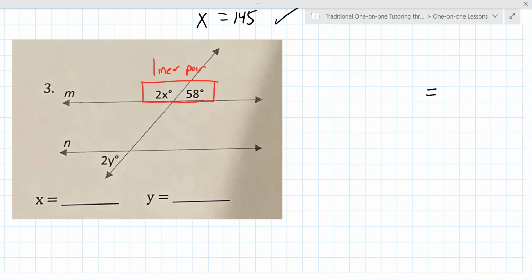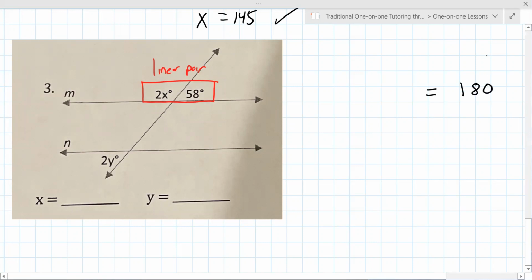Sourish, what do the two angles add up to? They add up to 180. So what adds up to 180? Now you got to figure out the what. Well, you should know that it's a 2x. And what else do you add to it? 58. Yes.